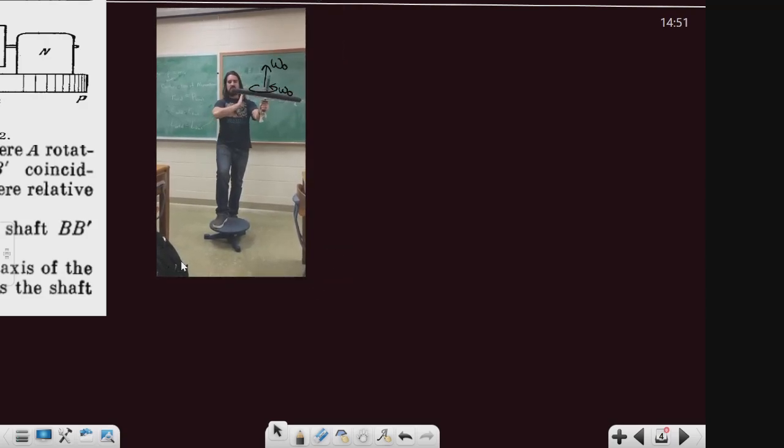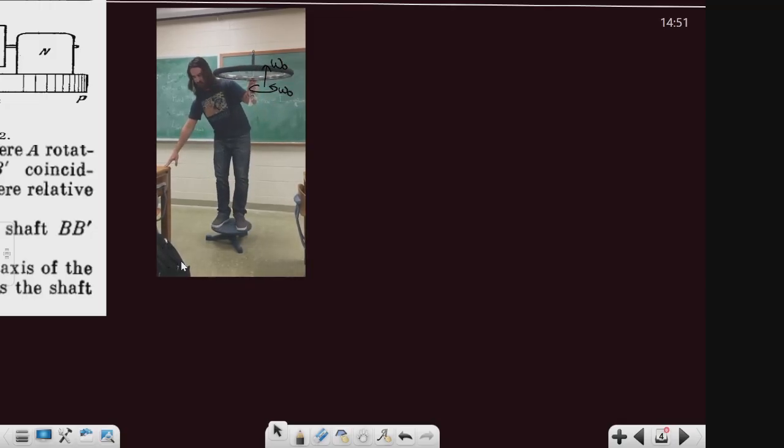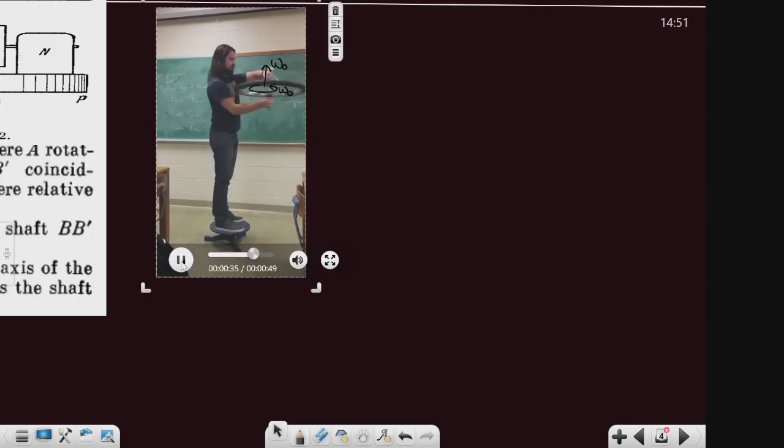If it does have a lot of angular momentum already, and I try to change it by flipping it over, what do you guys think is going to happen? Now he's stepping on the platform. Now see.